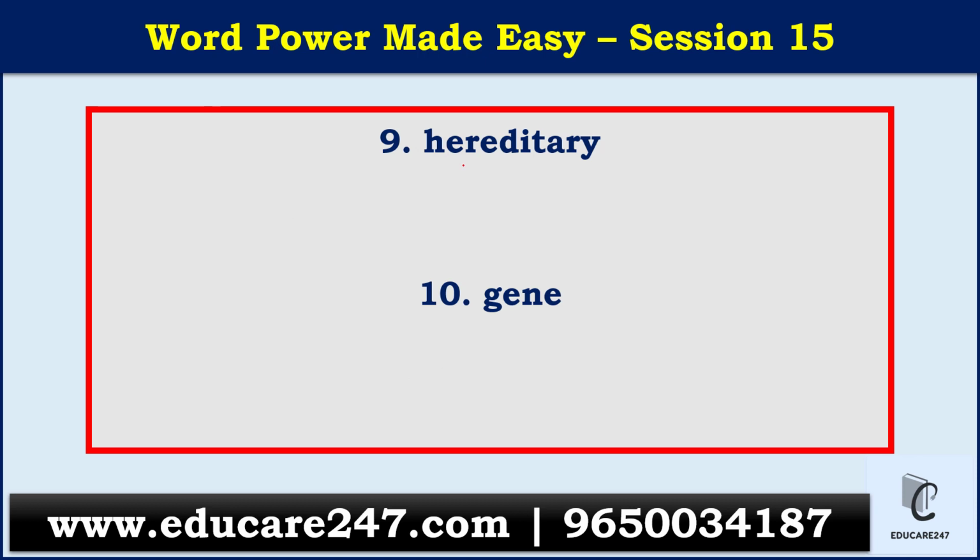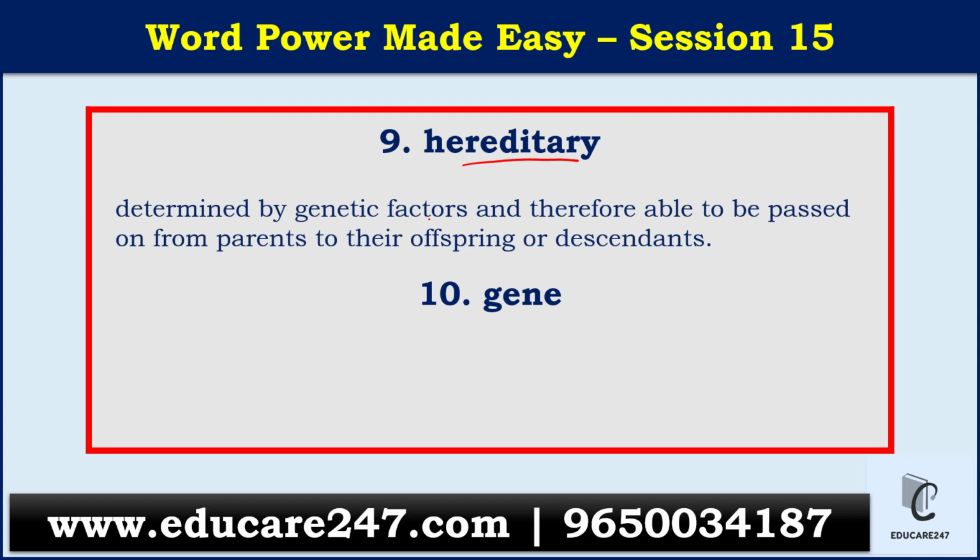Next is hereditary. Hereditary, we saw, is something which is acquired from a previous generation. It is determined by genetic factors and therefore able to be passed from parents to offspring and descendants. So it is the genetic factors which could be transferred from one generation to another. So we have gene here. Gene is the thing or the quality which is passed, you could say.